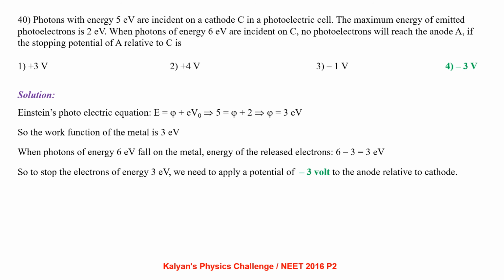Now the energy of incident radiation is 6 electron volt, and the condition is that the electrons released from the metal surface should not reach the anode. That means the stopping potential applied should be equal to the maximum kinetic energy of the released electron, which is 3 electron volt. So the answer is minus 3 volt.